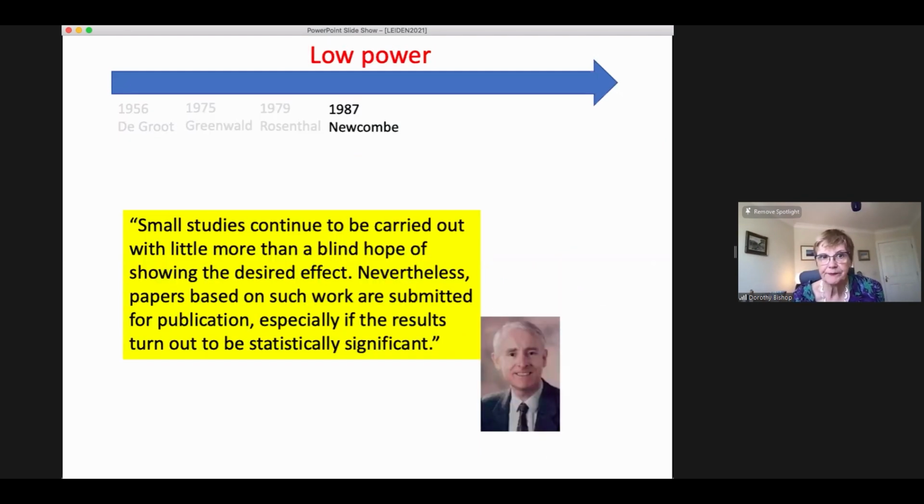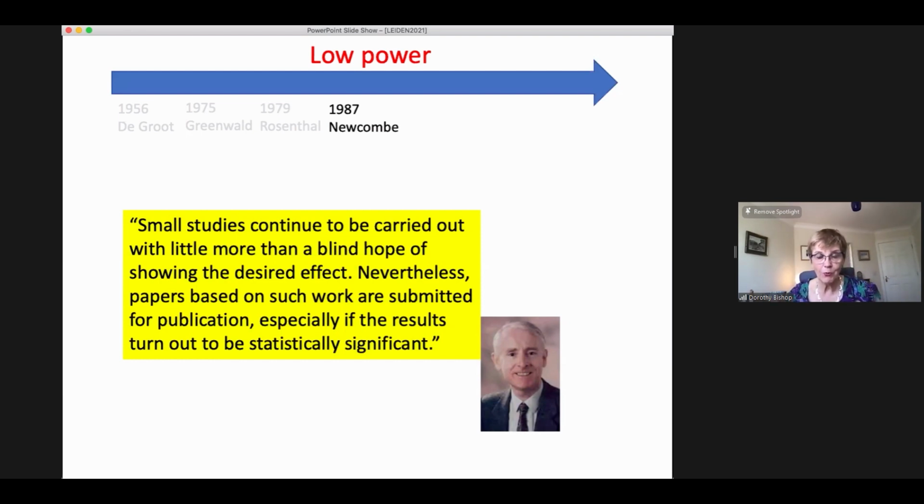Next slide, please. Newcomb talked about low power. Low power has been talked about on and off. In fact, before Newcomb, Jacob Cohen was very famous for highlighting the problem that many, many scientists still don't really get taught about or don't take seriously, which is that we have to worry not just about the false positives from the p-hacking and so on, but also negatives, false negatives that you can get. You may fail to find a result that looks statistically significant even when there's a real effect there, particularly if your sample is rather small.